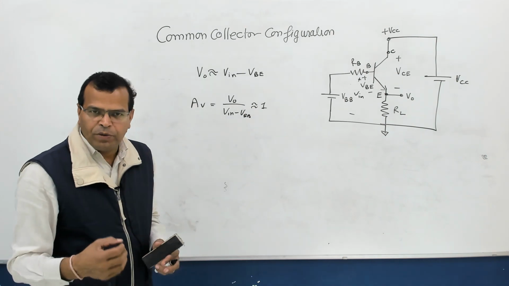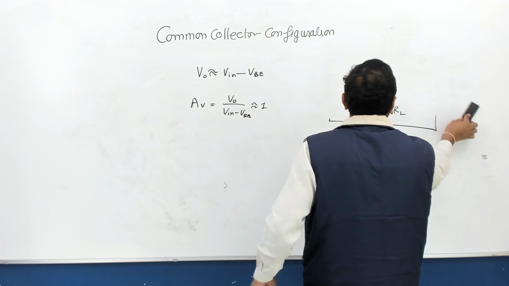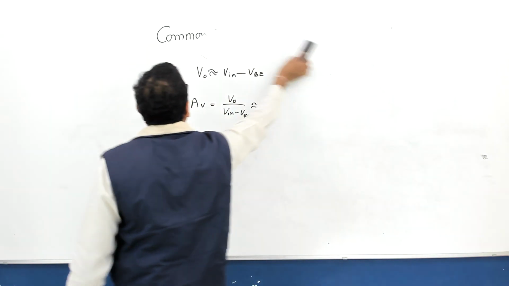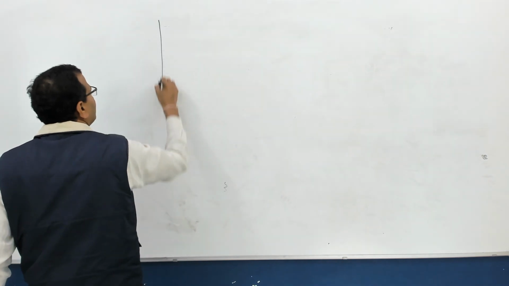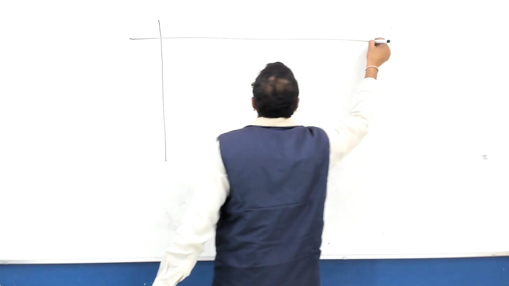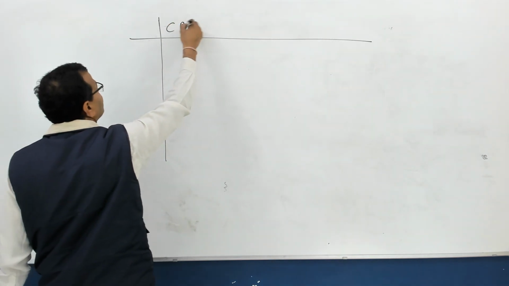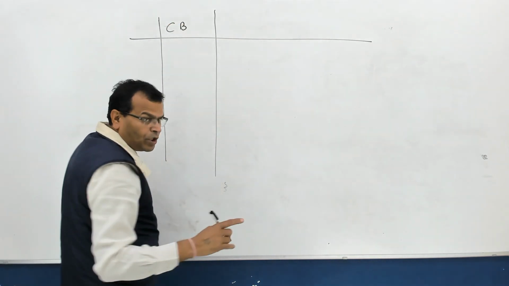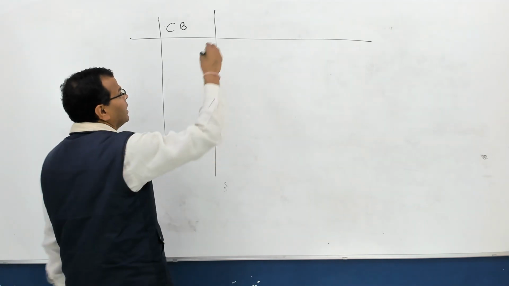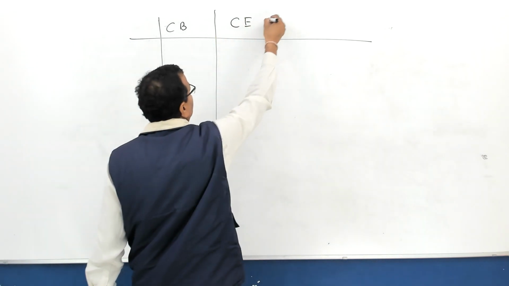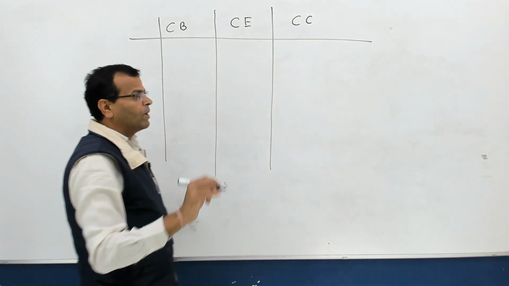There are some points to be remembered. I will be comparing all the configurations here. So let us talk about the configurations one by one. I'll be comparing all the configurations in tabular form now. This table is very important. You have a lot of questions from this table, especially in engineering services, but there can be questions in GATE as well. So I'll be taking three configurations: common base, common emitter, common collector.